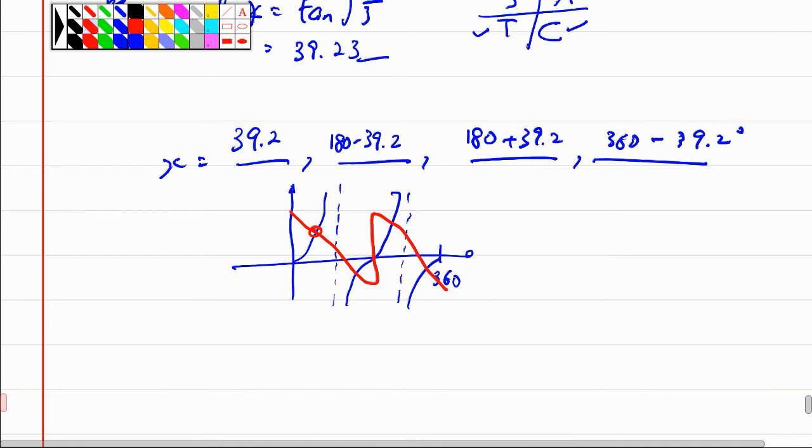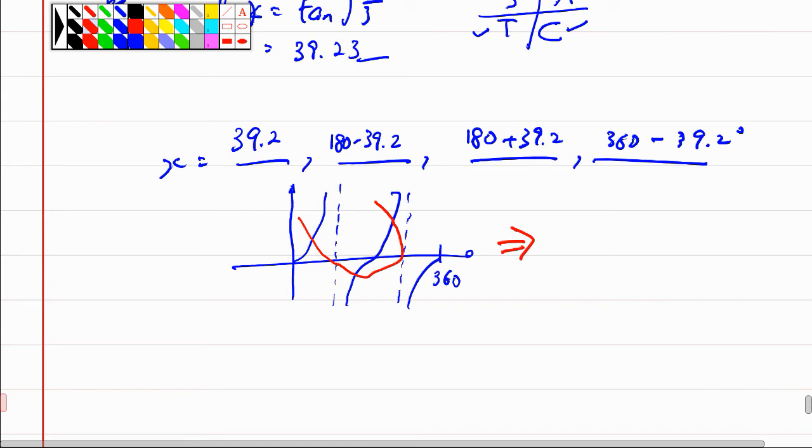My graph is wrong. Okay. So maybe how? Maybe like that. Whatever.